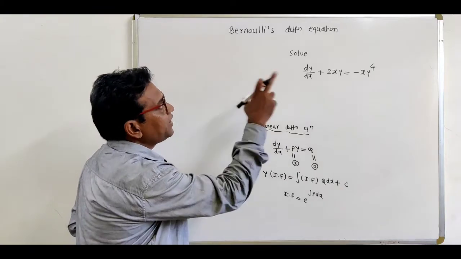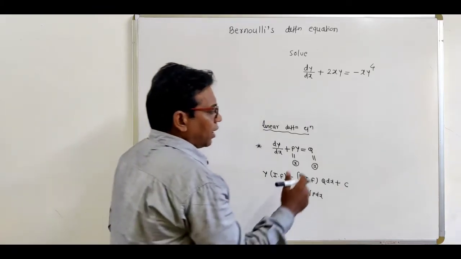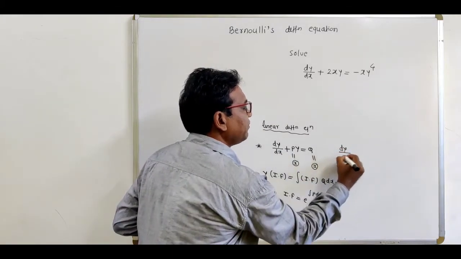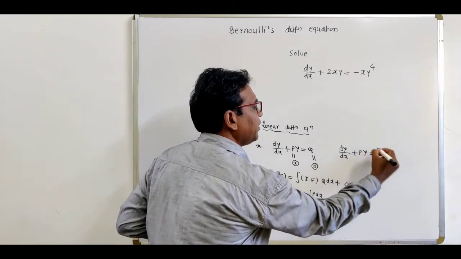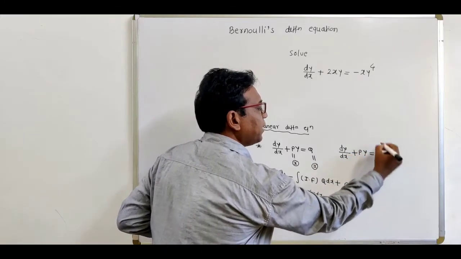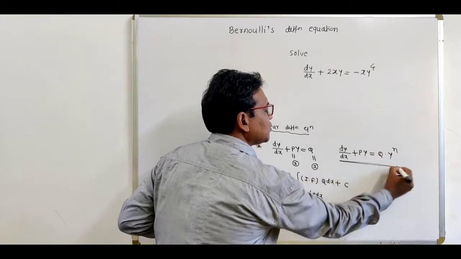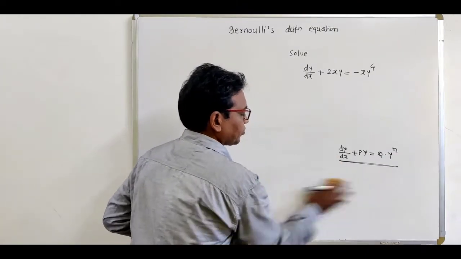Now see, what is the definition of Bernoulli's differential equation? A differential equation of the form dy by dx plus py is equal to q, and just multiply the right hand side by y raised to n. This is called a Bernoulli's differential equation.